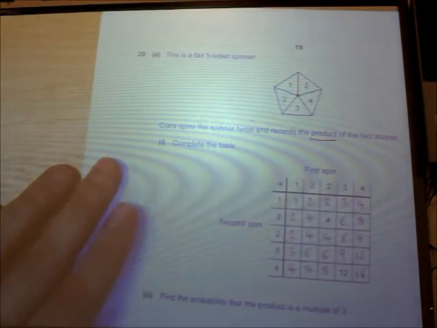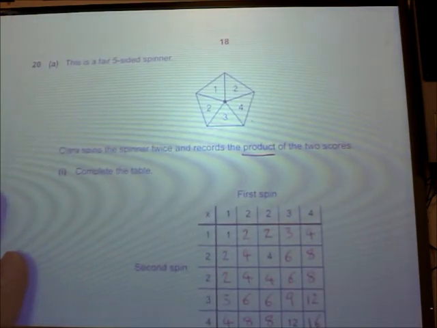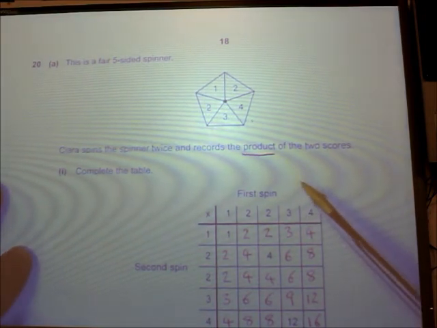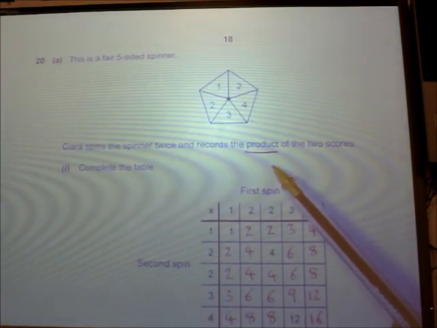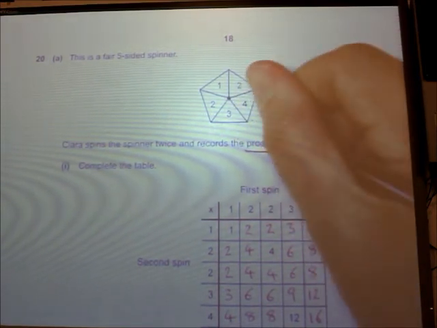Question 20. Here is a fair 5-sided spinner. Kira spins the spinner twice and records the product of the two scores. I've underlined the word product. To answer this question, you'll need to know that product means multiply.